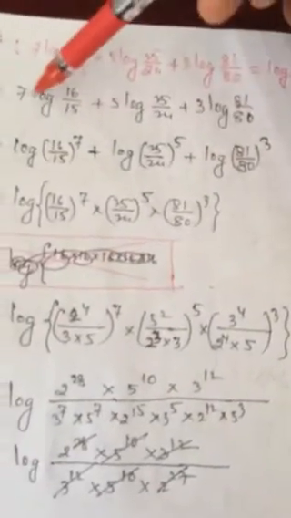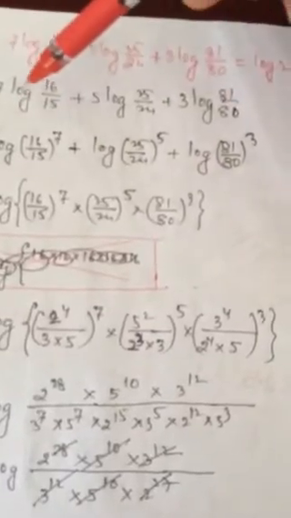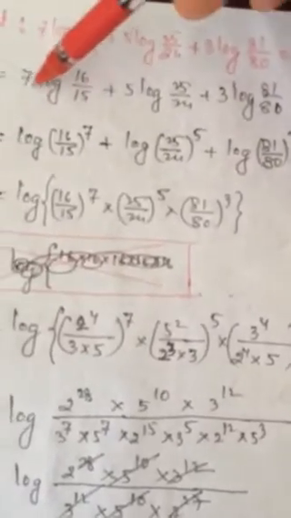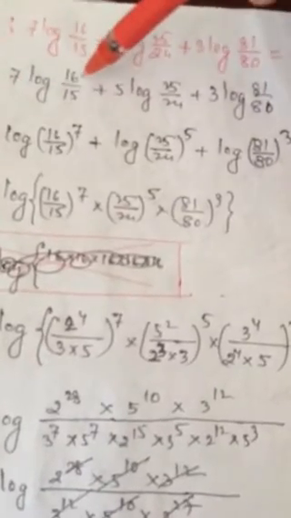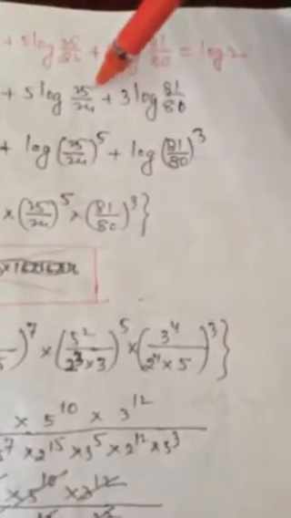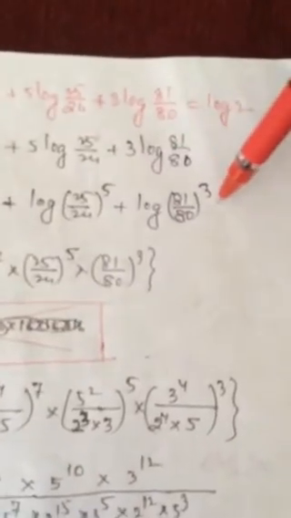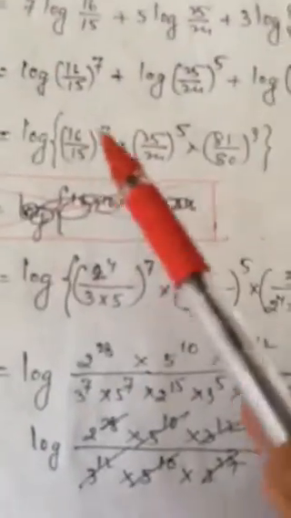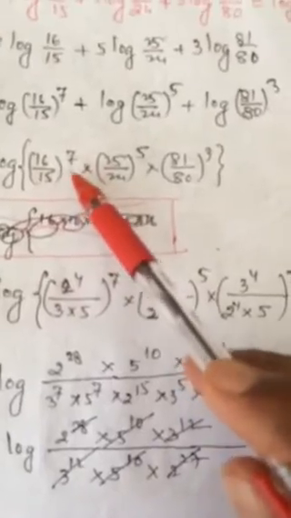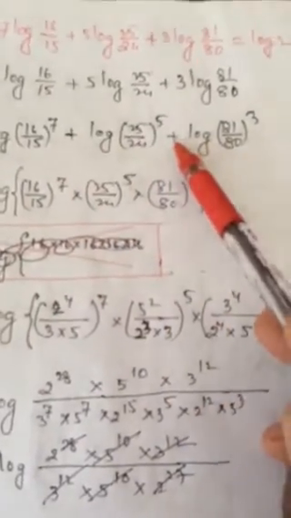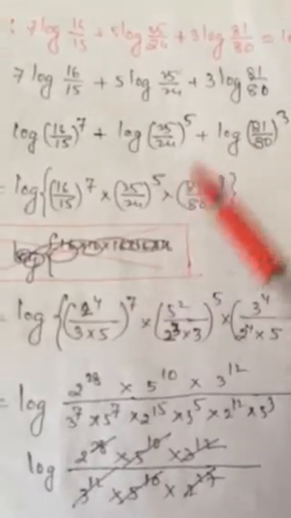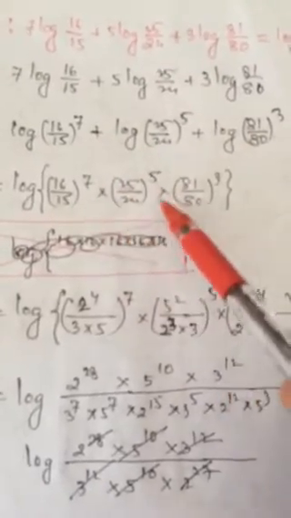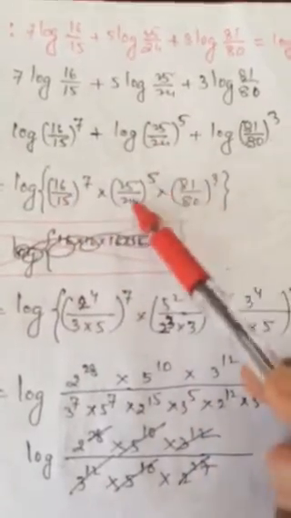Now you just have to solve it. 7 should be written as a power before log, 5 is written as a power, 3 is written here as a power. After that, log, this is addition, and addition changes into multiplication. The product law you have to apply here: log this multiply this multiply this. The base should be the same.